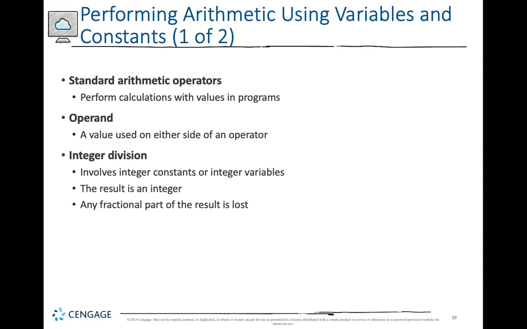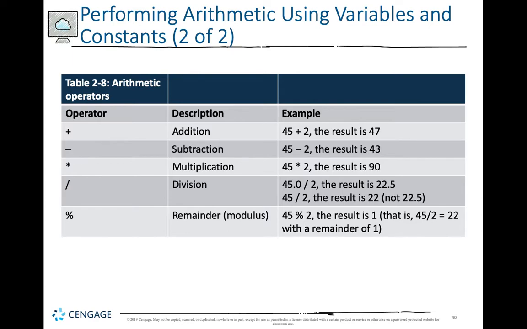You can perform calculations with values in programs. We did this a little bit last week. If you remember, I had you do some simple calculations on salary and so forth. The standard operators that you would use for this: plus, minus, the asterisk for multiplication, the slash for division, and the percent sign for remainder, or what we'd say is modulus. The example they show up here is 45 modulus 2, the result is 1, meaning that's the remainder that you would receive off of doing that type of division. So if you want to get the remainder, that's how you get that.